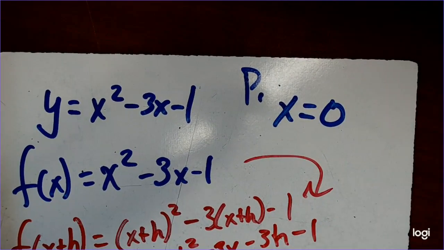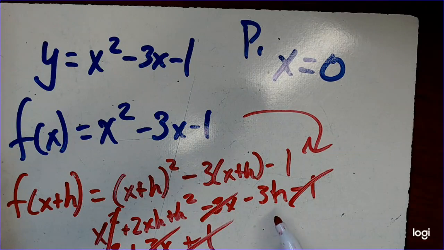So let's see. I can cancel some x squareds. Hey, 3x and negative 3x, they cancel. Positive 1, negative 1, they cancel. So now I'm left with just the quadratic. I have h squared plus 2xh minus 3h all over h, right?